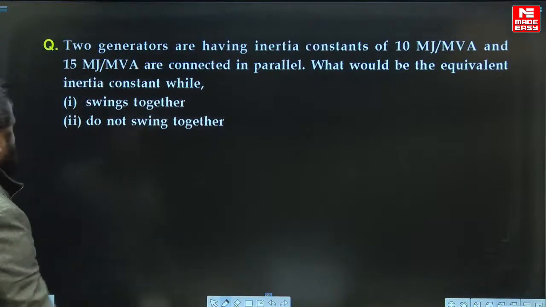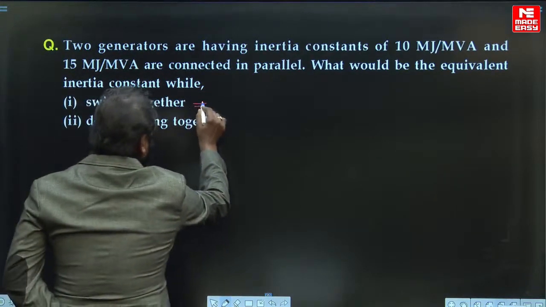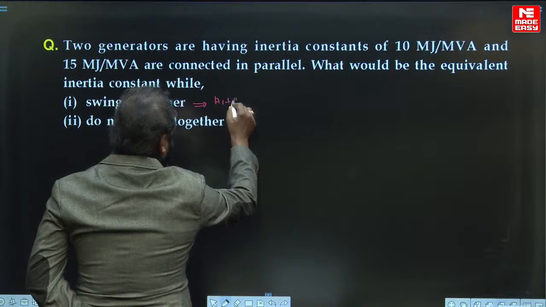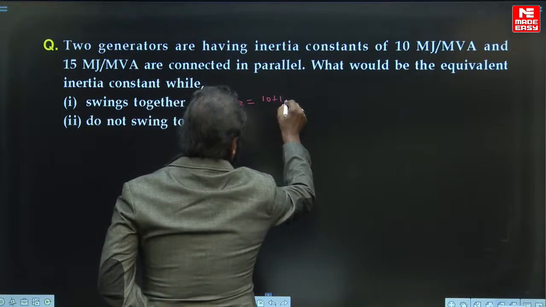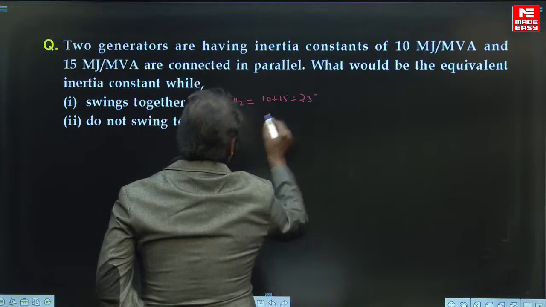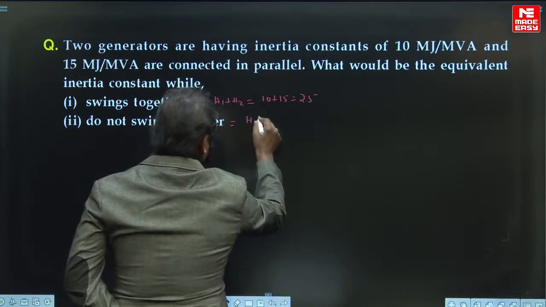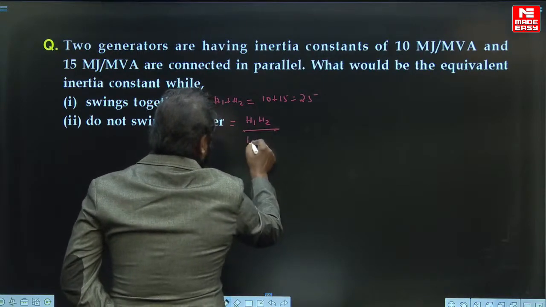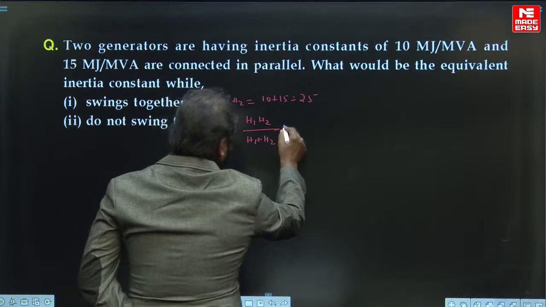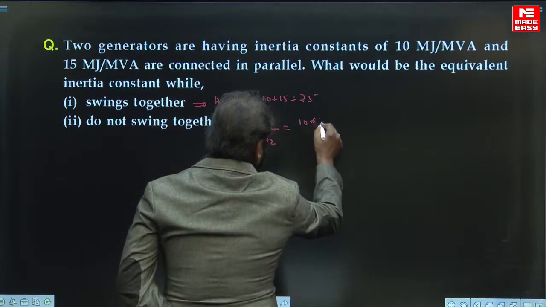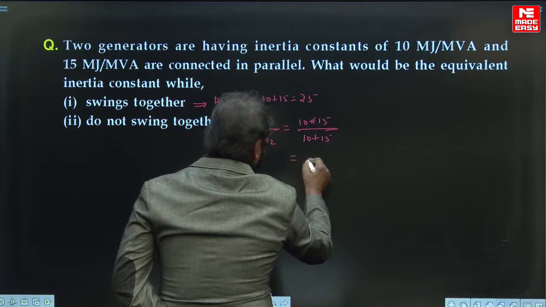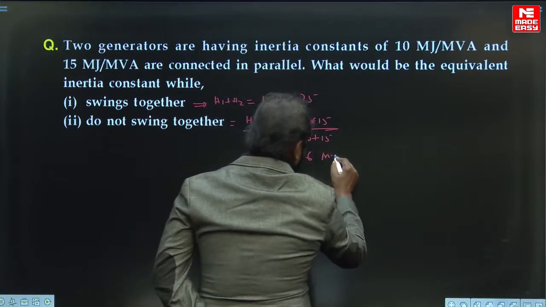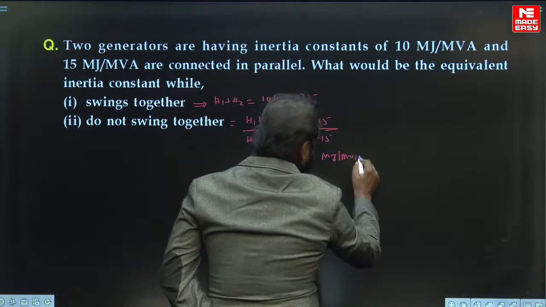Next is swing together. Swing together means it is equal to H1 plus H2. So that equals 10 plus 15, that equals 25. Do not swing together means H1 H2 divided by H1 plus H2. So that equals 10 into 15 divided by 10 plus 15, that equals 6 megajoules per MVA.